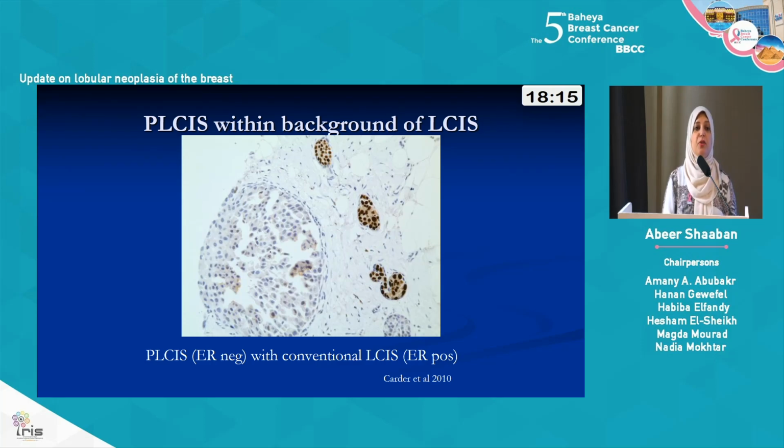This is a nice example of classic LCIS with superimposed pleomorphic LCIS. The classic LCIS is strongly positive for ER, and the PLCIS is negative. So you can actually use these markers to differentiate in difficult cases, and it's not uncommon to have a spectrum of changes. So you have a bit of background of classic LCIS, you're really not sure, is this the cutoff, do I have PLCIS or not? And you can do some of these markers to help. Helpful, obviously, if ER negative.